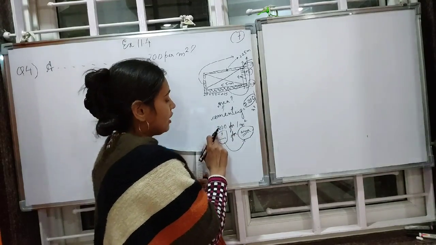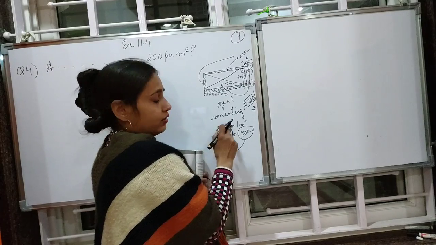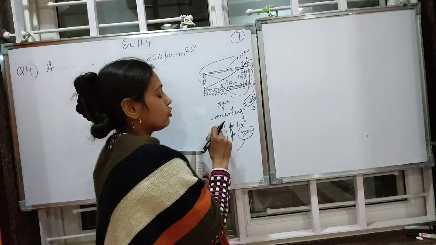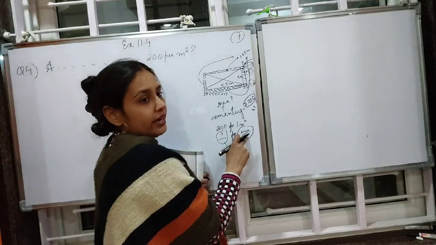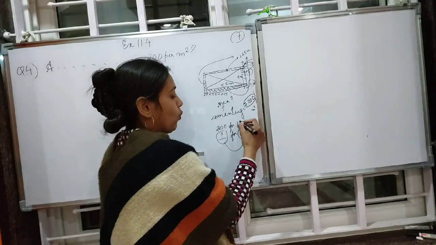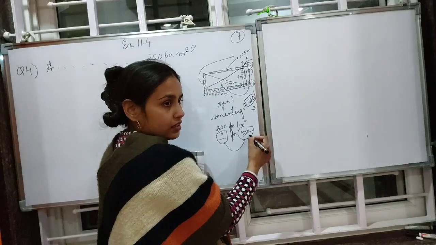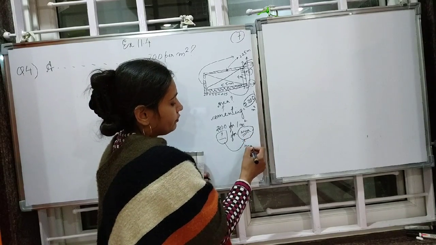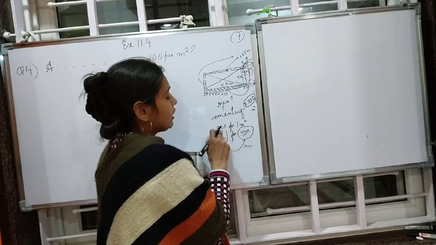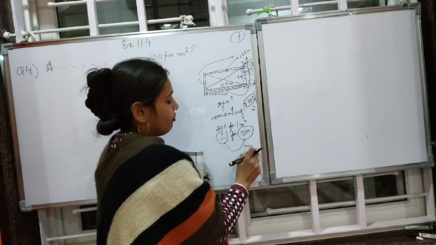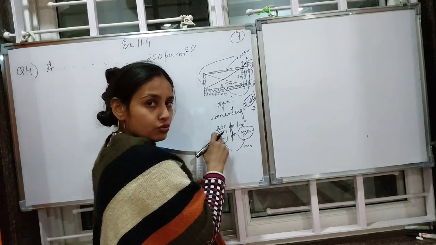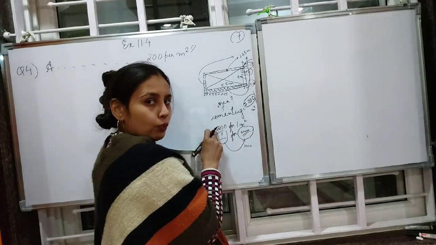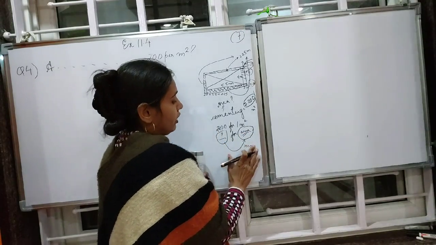What have we discussed? That the rate of 1 meter square is rupees 200. So what is the rate for entire area? 1 is given, many is asked. So suppose if this is 1000, then for 1 meter it is 200, so for 1000 it will be 1000 into 200. So whatever is the area, we multiply it with rupees 200.